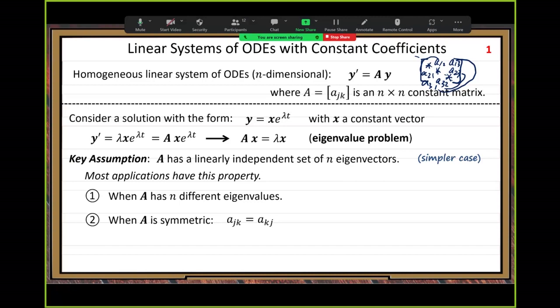When A is a symmetric matrix, A has a linearly independent set of n eigenvectors. That can be proved, but here we do not prove it. We just use the result from linear algebra.